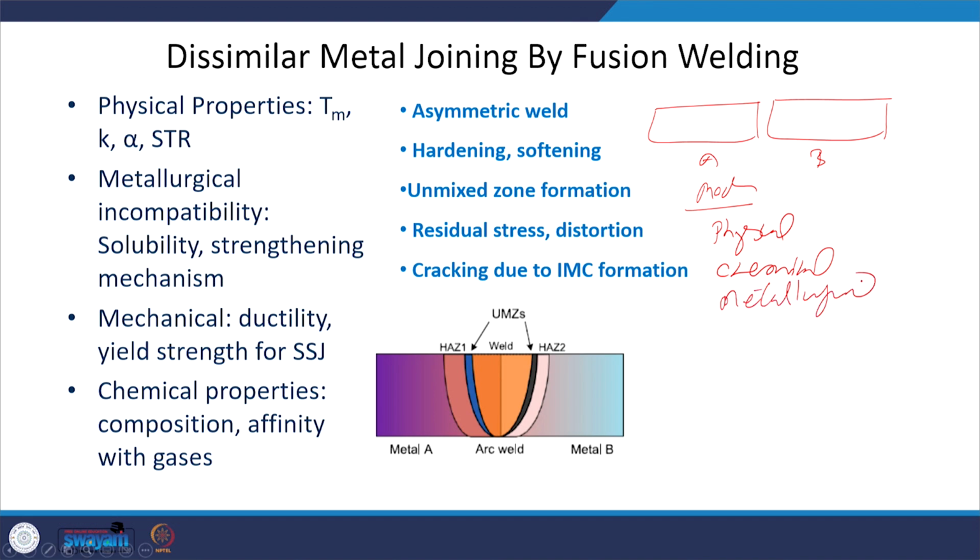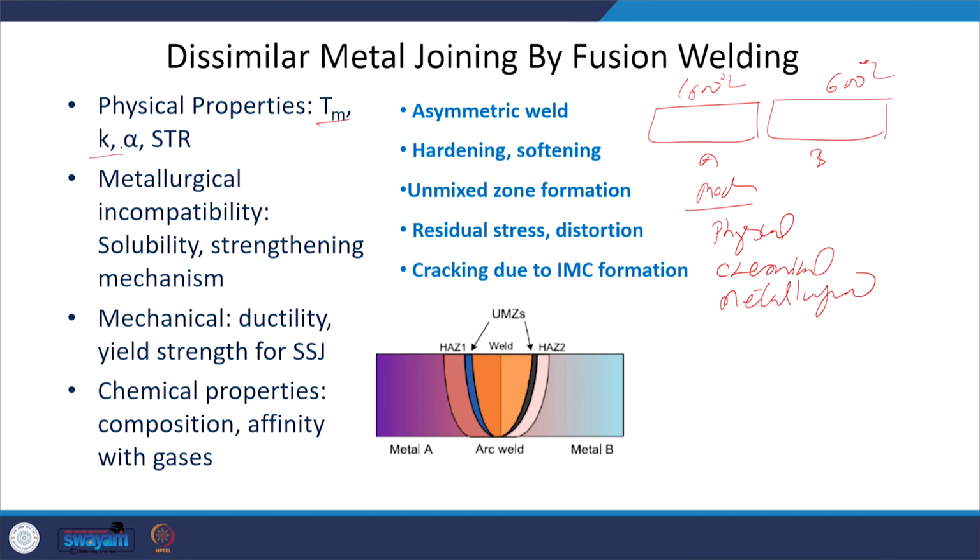Because of these differences, when welding is carried out either using solid state joining approaches or fusion welding processes, a lot of problems are encountered. If we talk about the relevant physical properties that lead to difficulties, these include the difference in melting temperature. It's possible that A has a 1600 degree centigrade melting point, but B has just 600. Typically, steels have around 1400 and aluminum around 600 degree centigrade, so there can be a large difference.